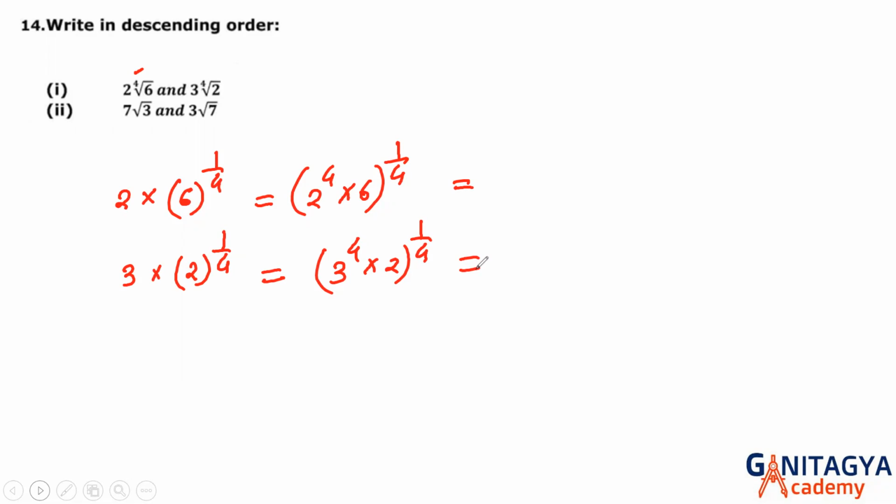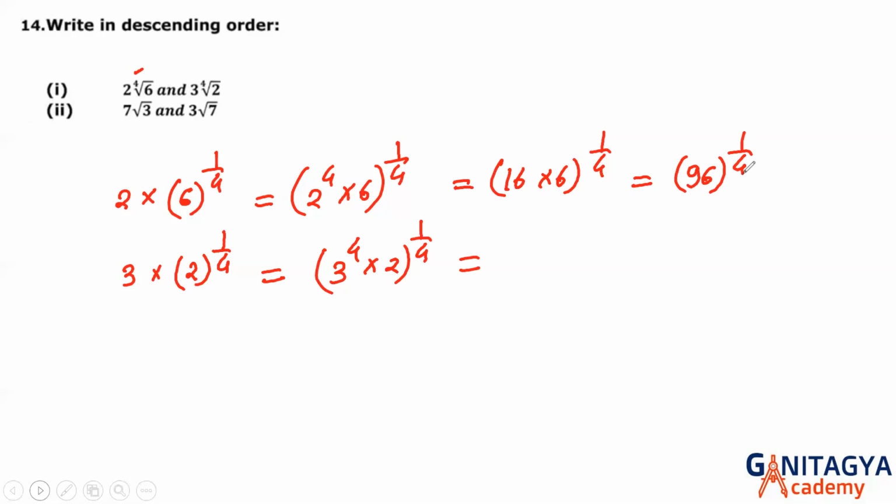So 2 raised to 4 into 6. 2 raised to 4 means 4 into 4, 16. That is 16 into 6, its power is 1 by 4. So 16 into 6 is nothing but 96. So 96 power 1 by 4.